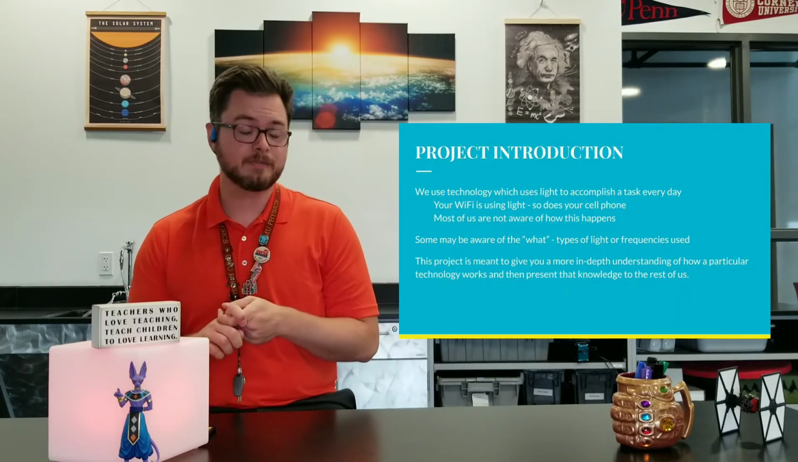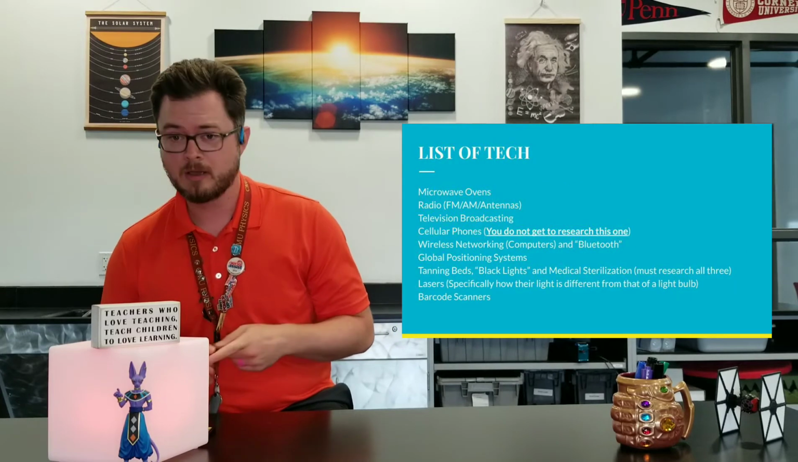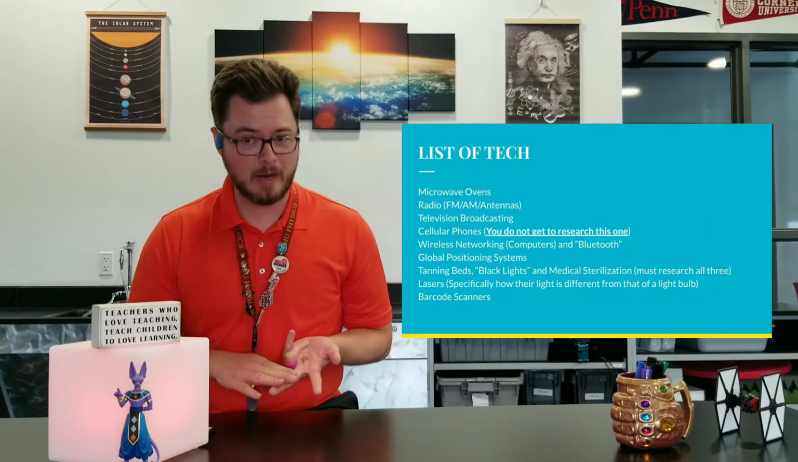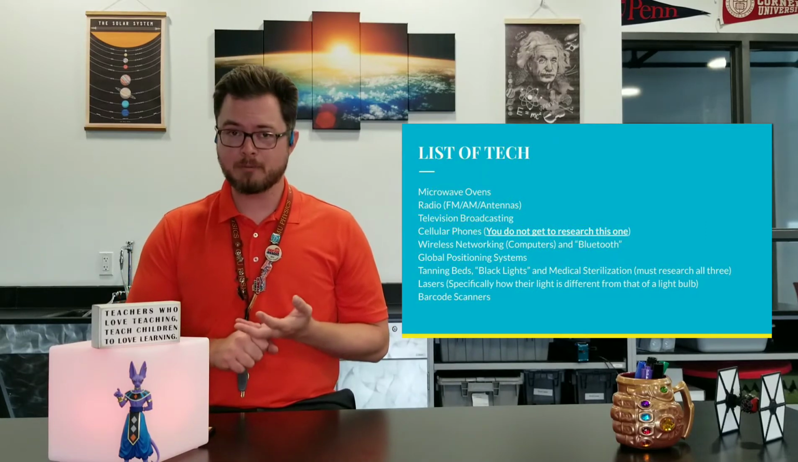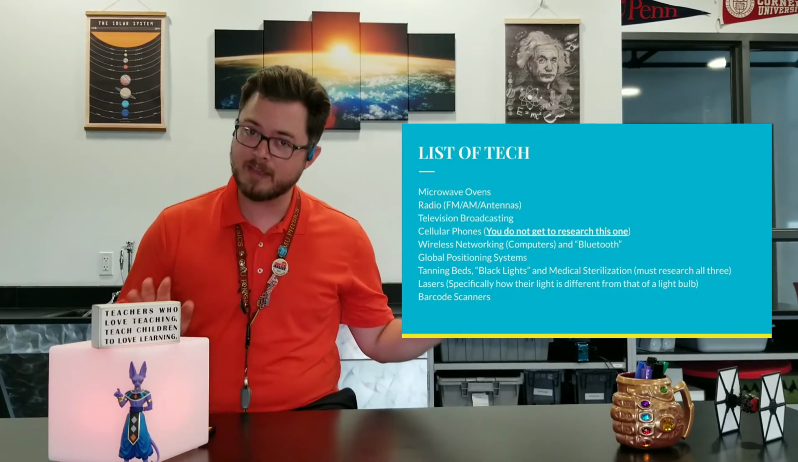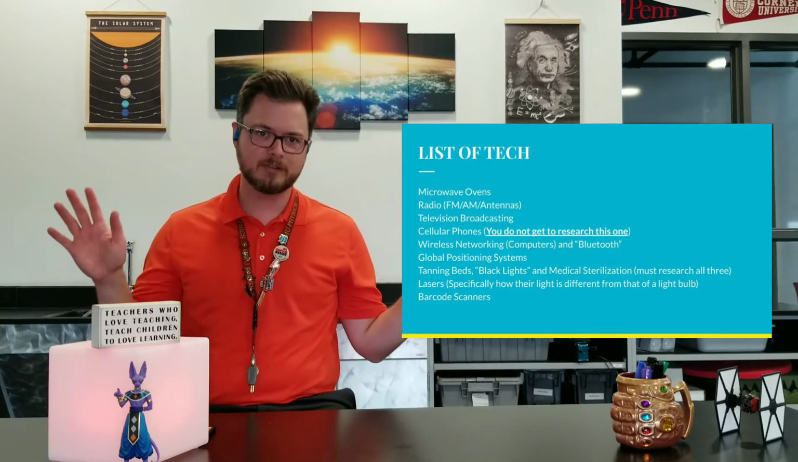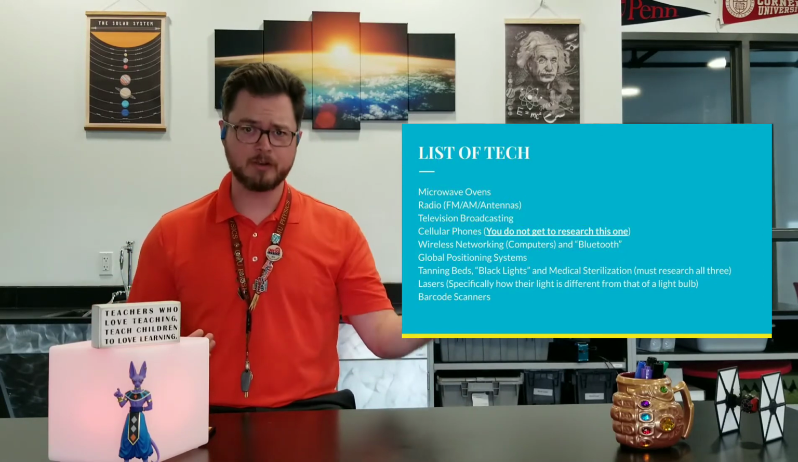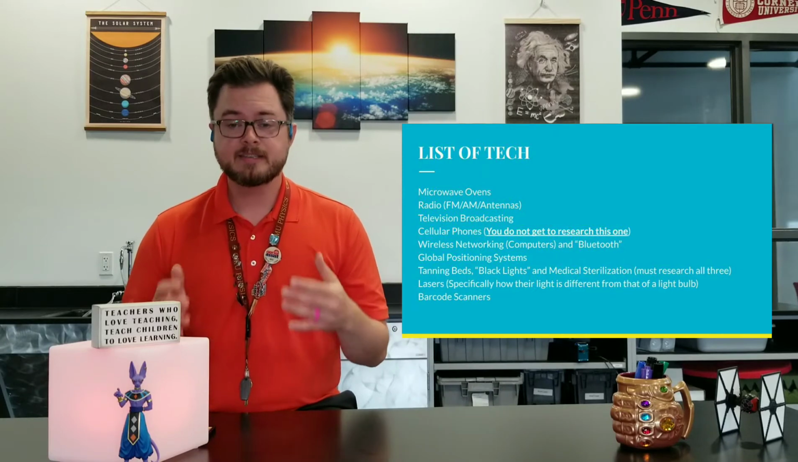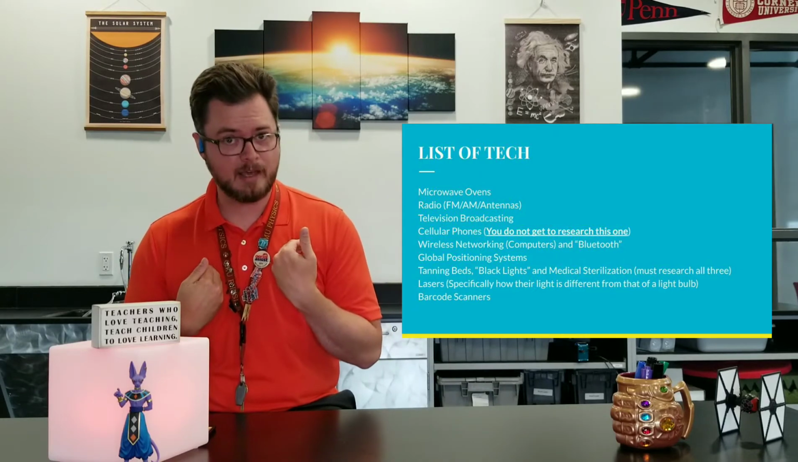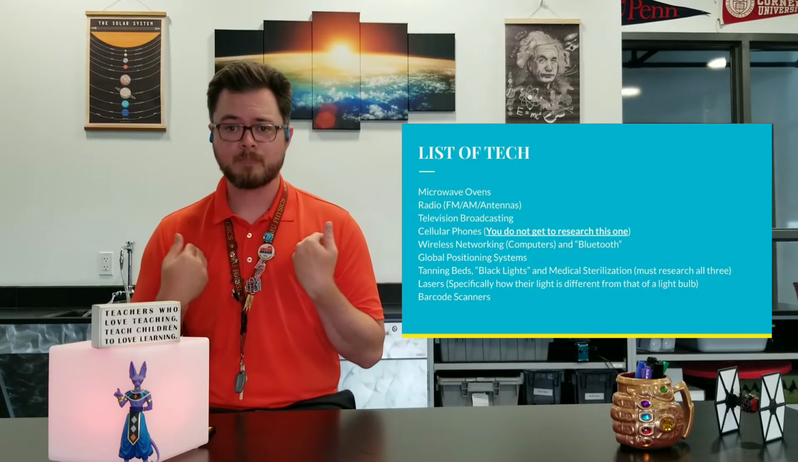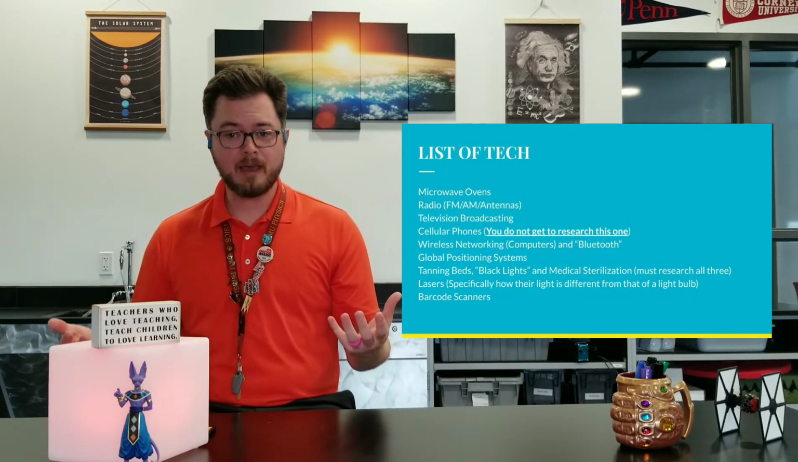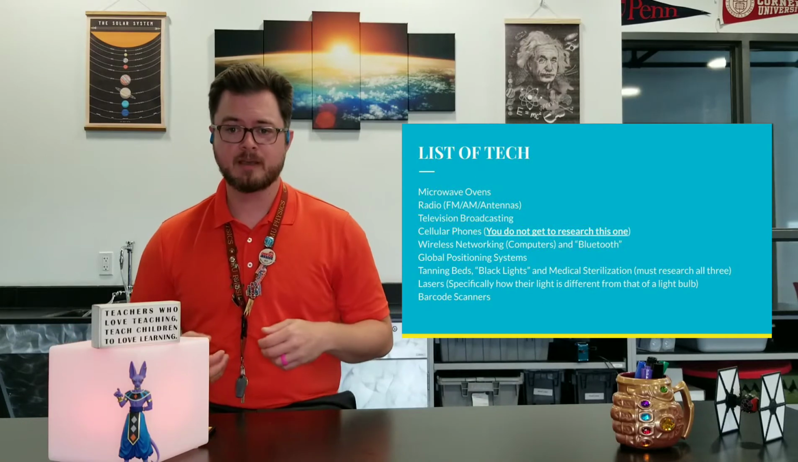So here's a list of all the technologies we're going to explore. We got microwave ovens. We got FM, AM, and the antennas of radio. We've got TV broadcasting, and by that I mean over-the-air broadcasting. I know for some of us it's going to be ancient times here, not cable, not streaming, I'm talking over-the-air broadcasting. Cell phones is something we're going to cover as a class. I'm going to introduce that today. Wi-Fi networks and Bluetooth. GPS, or global positioning systems.